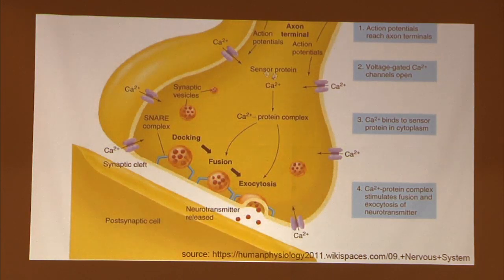So we have our action potential coming down, our calcium channels opening on our presynaptic membrane. Calcium's flowing in. Calcium is forming a protein complex with the proteins docking the vesicles. They're called SNARE complex, or sometimes SNAP proteins. And they're docking those vesicles filled with neurotransmitter. Calcium interacts with them, forms a complex, they exocytose, and then neurotransmitters are released.